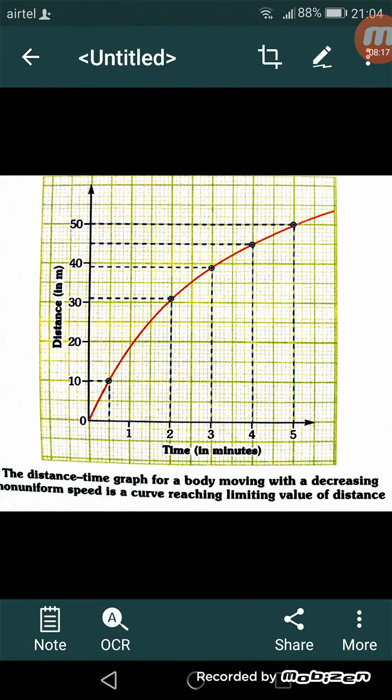So in this way we can study different types of distance-time graphs, and we come to know what type of situation the object is in at that time. So we can draw distance-time graphs for different situations, like when the object is at rest, when the object is moving with uniform speed, or when the object is moving with non-uniform speed.